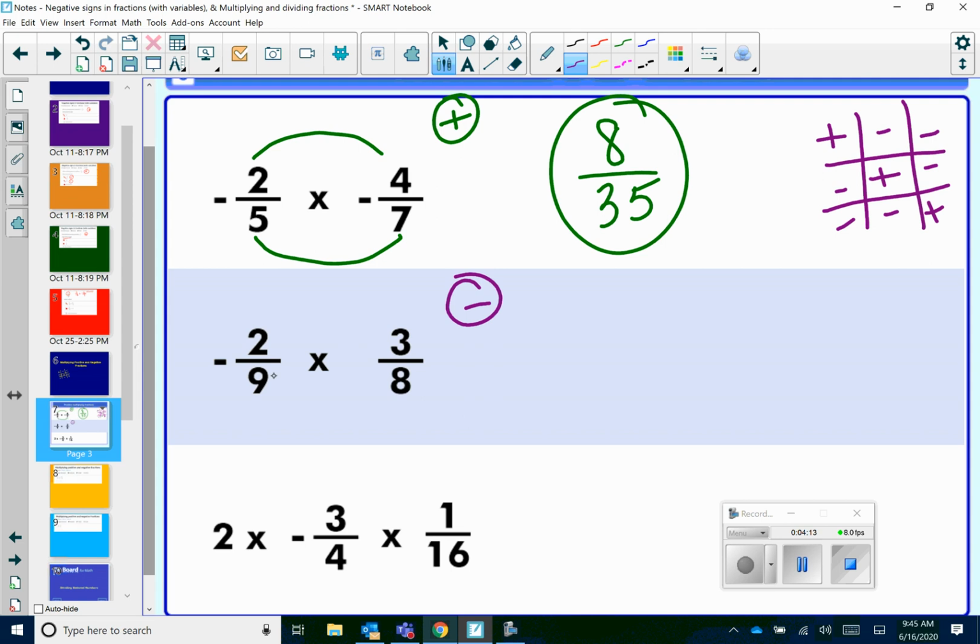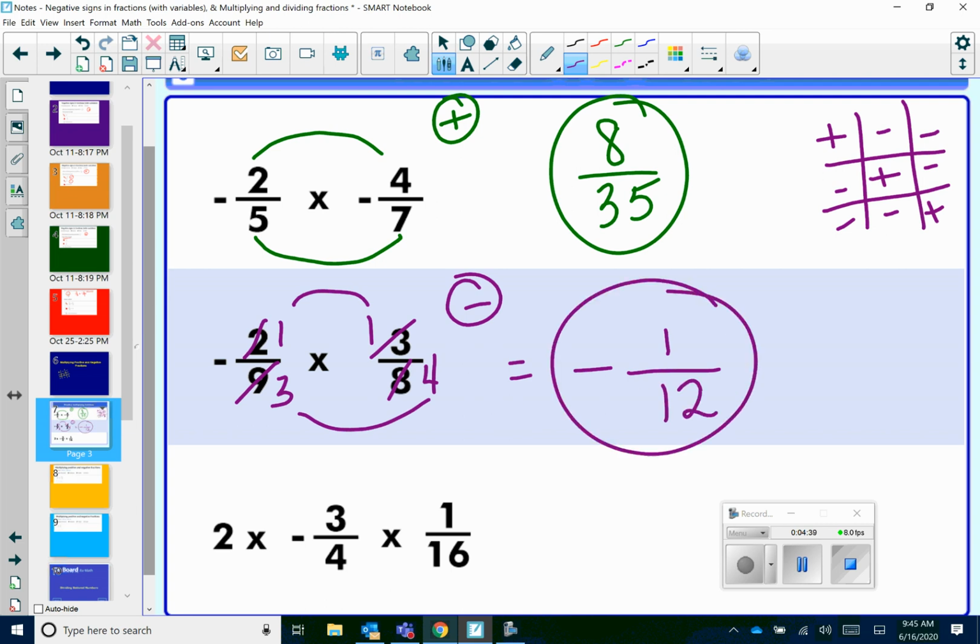And as you can see, I can actually cross simplify on both diagonals. Let's start with 2 and 8. They're both divisible by 2, which makes that a 1 and a 4. And then we can also cross simplify with 3 and 9. They're both divisible by 3, which makes that a 1 and a 3. I know my answer is going to be a negative. 1 times 1 is 1, and 3 times 4 is 12. So your final answer here would be negative 1/12.